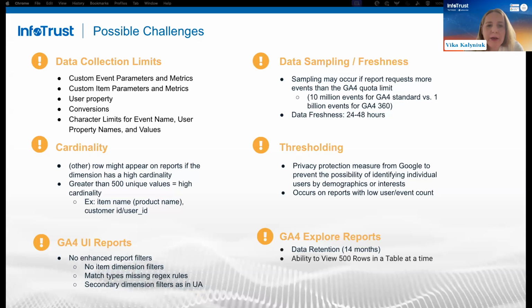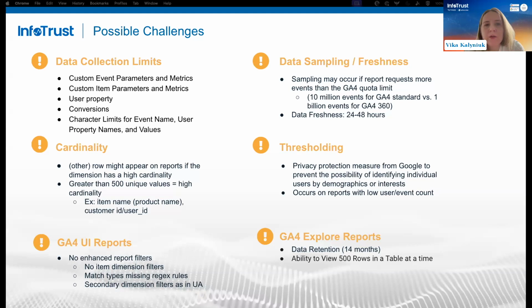Then we also have thresholding. GA4 by design has a feature that ensures that users' identity isn't revealed when you are viewing the data. So it prevents the possibility of identifying individual users by demographics or interest. And this thresholding occurs if the user count is low in a report.